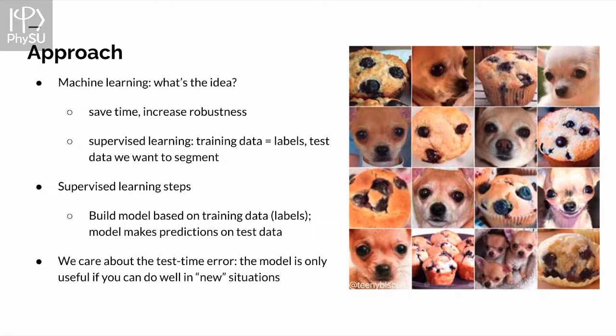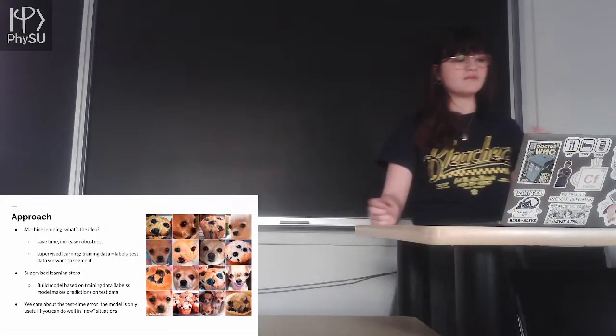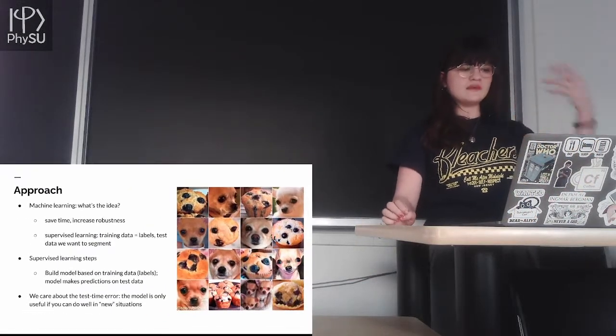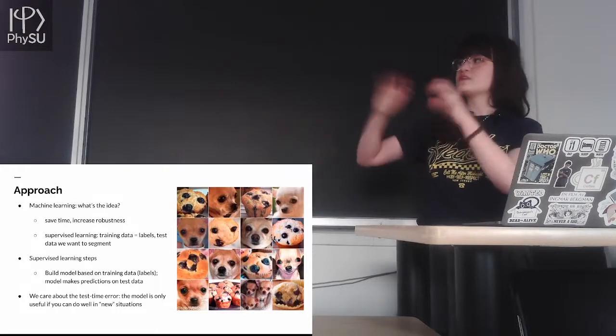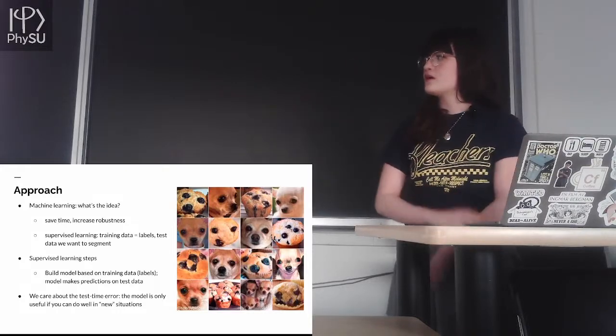So what is the idea of machine learning? Well, largely it's to make jobs like the one I did last summer irrelevant. You have a machine that can tell you this is the size of the placenta, this is a dog, this is a muffin, and have it actually be correct, which is the idea of increasing robustness. The specific part I was working on was not designing the actual algorithm, but training data with labels and then testing what you want to segment and what you want to look at.